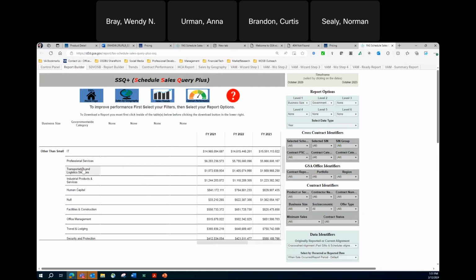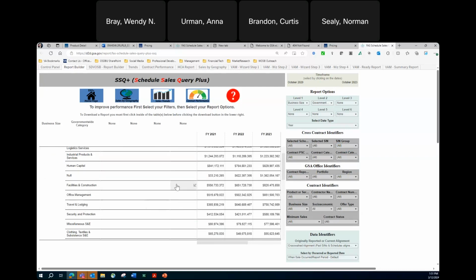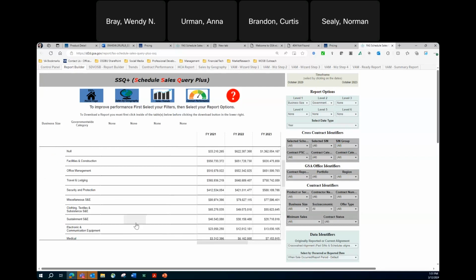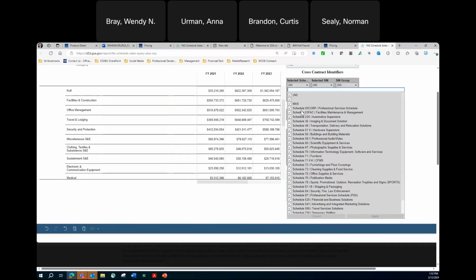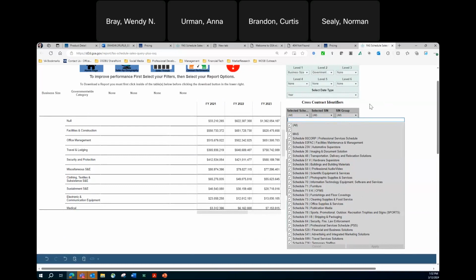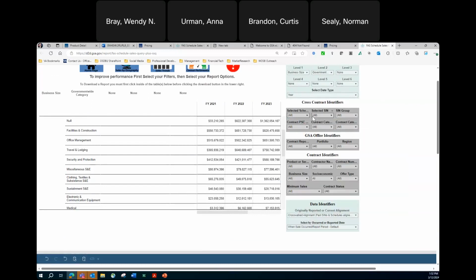And these, again, mimic the category management type categories. So general catch-all categories. You could look for specific contract schedules. These are legacy schedules, the old ones. Now this only shows the multiple award schedule and the legacy schedules. This does not apply to other GSA contracts.